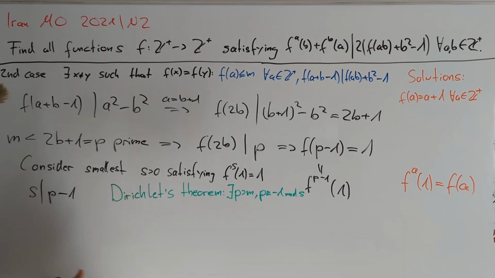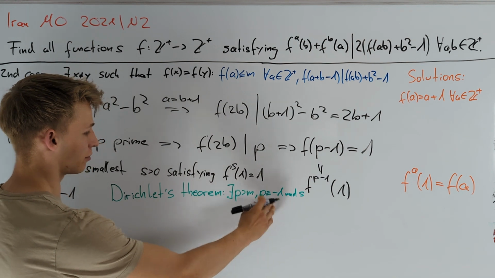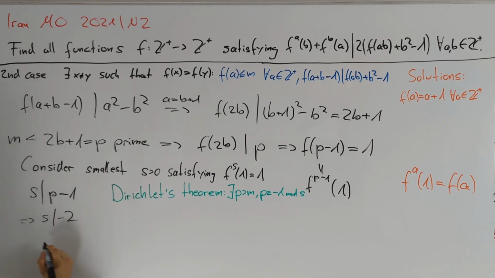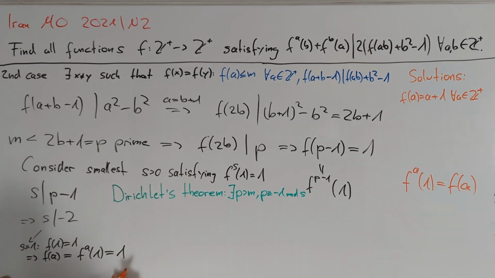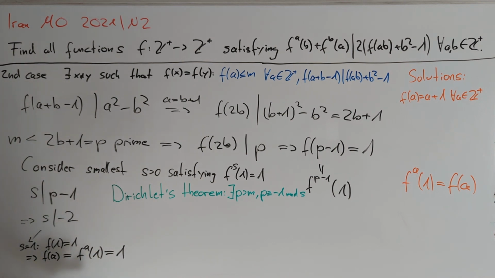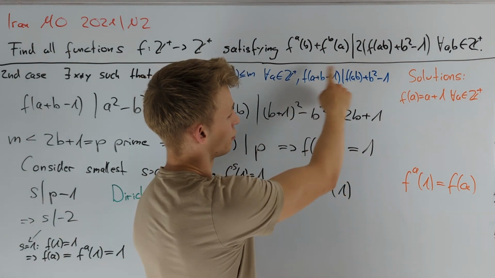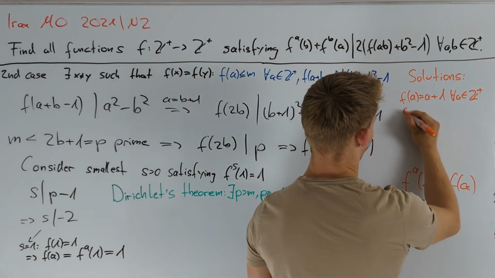So let's write this down. Taking this prime number p congruent to minus 1 modulo s, we directly get that s must divide minus 2. This means that s is either 1 or 2. For s equals 1, we get that f of 1 is equal to 1, and therefore we have that f of a, which is equal to f to the power of a of 1, is equal to 1. So f of a equals 1 for all positive integers a is the only solution in this case, which is also easily checked to be a solution. So we can write this down as another solution.